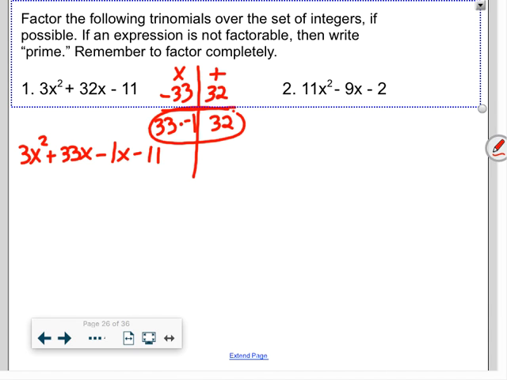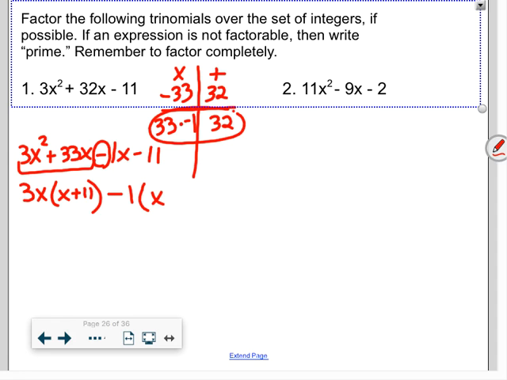Again, I'm splitting the middle. 32x is 33x minus 1x. That's true. So I pull out the GCF of the first two terms. That's a 3x, and that leaves x plus 11. Write down the middle operation sign. Now, the next two don't have anything in common except 1, so you do put a 1. When they have nothing in common, we put 1, because 1 does go into both.